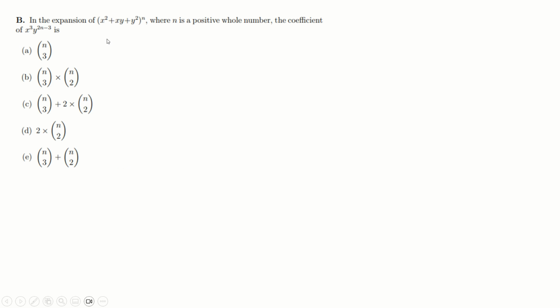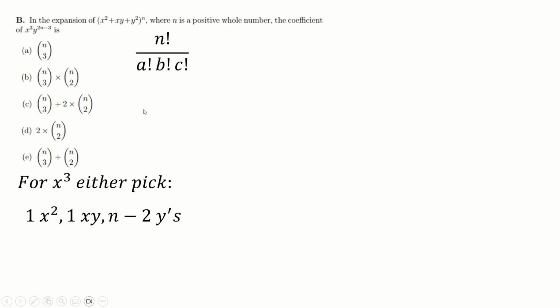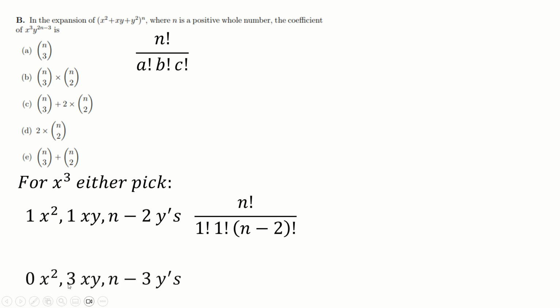B then. If you watch my trinomial expansion video, you'll know how I'm going to do this. To get powers of x to the 3, I'm either going to choose one of those, one of those, and n minus 2 of those, or 0 of those, 3 of those, and n minus 3 of those. And I can use this formula for trinomial expansion, where n is just the n here, and all of these things have to add up to n, which in the two cases that I've said, they both will, right? 1 plus 1 plus n minus 2 is equal to n, and 0 plus 3 plus n minus 3 is also equal to n. So these are the two cases, and I just need to write these in some kind of intelligent way to get one of these answers out.